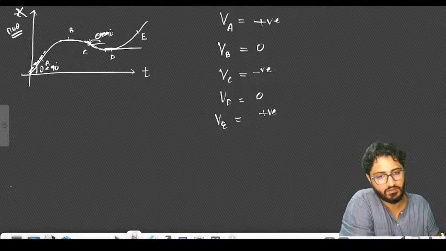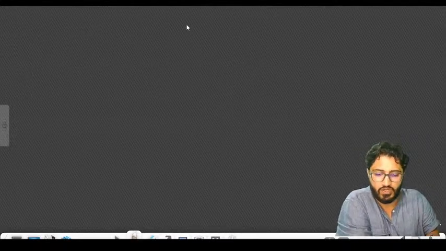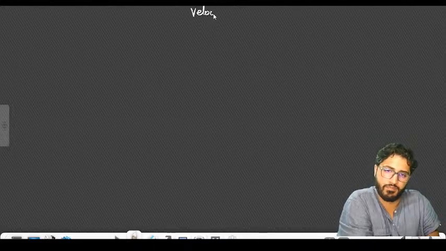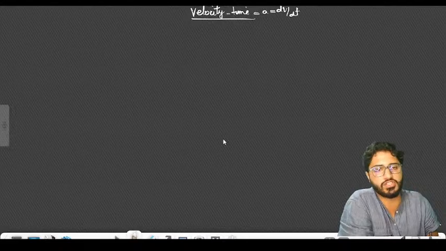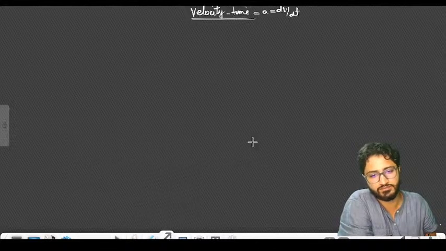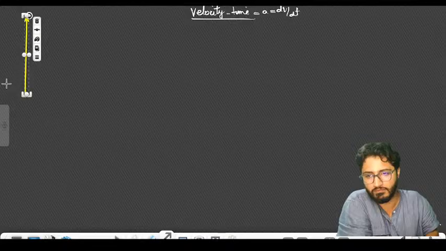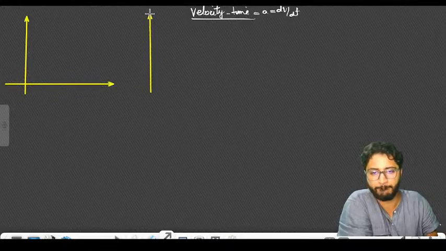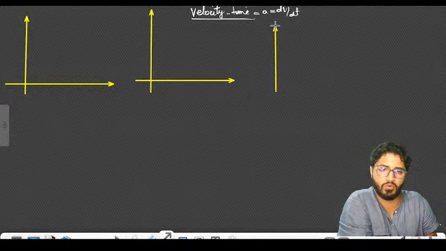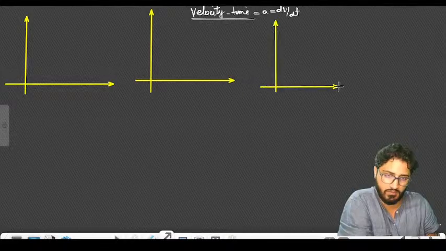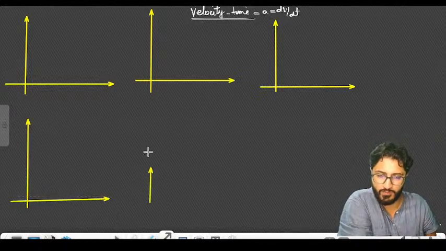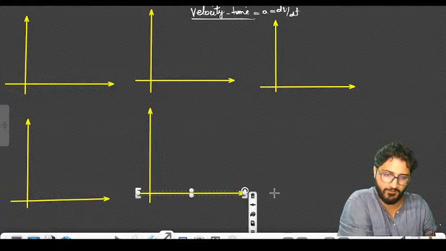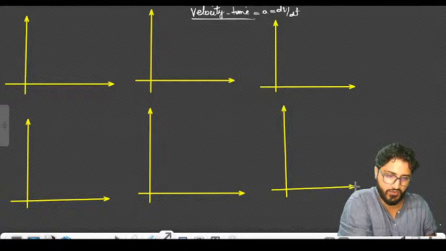Okay, now velocity-time, and the slope of velocity-time is acceleration. Let us draw six graphs.